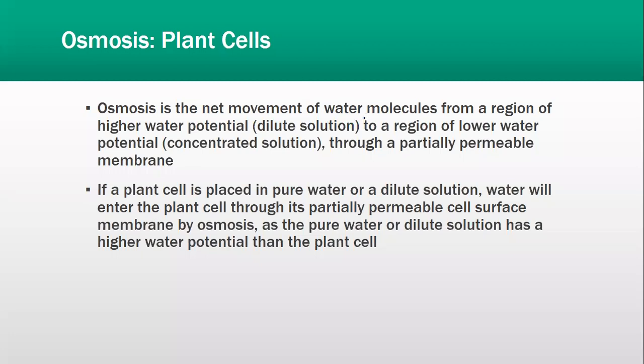Osmosis is the net movement of water molecules from a region of higher water potential to a region of lower water potential through a partially permeable membrane. If a plant cell is placed in pure water or a dilute solution, water will enter. क्यों? अगर हम एक plant cell को एक dilute solution में रखेंगे, now what does the dilute solution means? Dilute solution means that it has low solute concentration and high water potential. This is what dilute means.